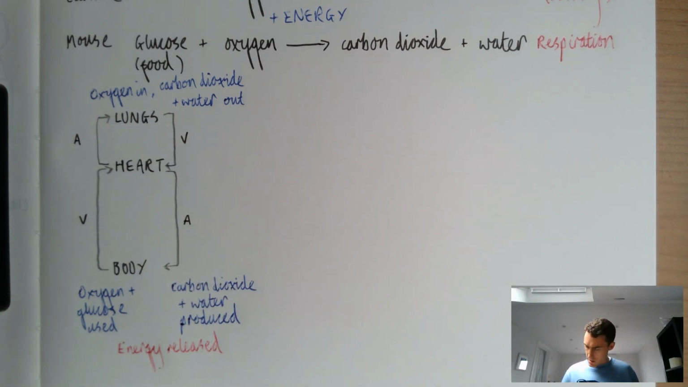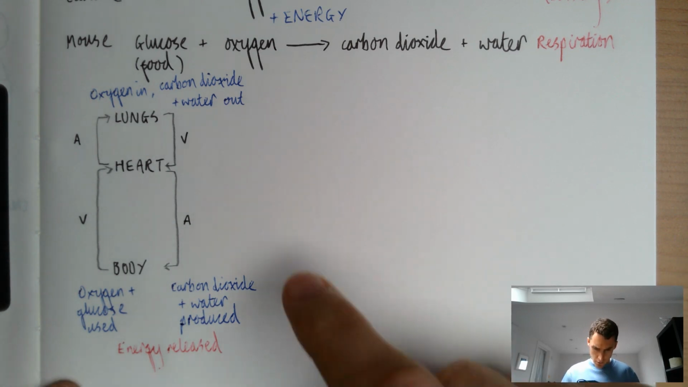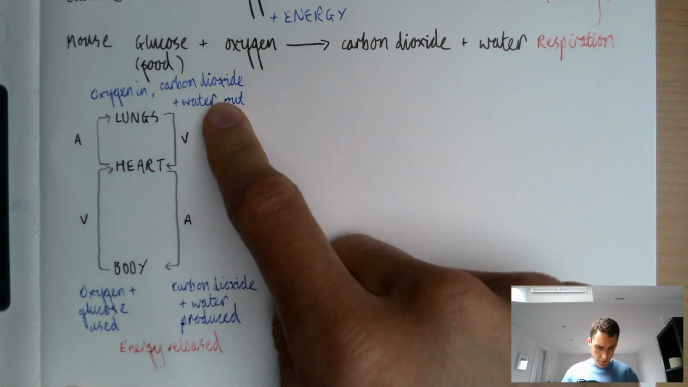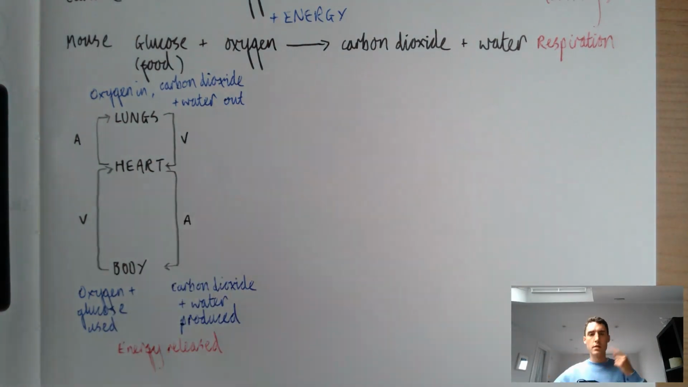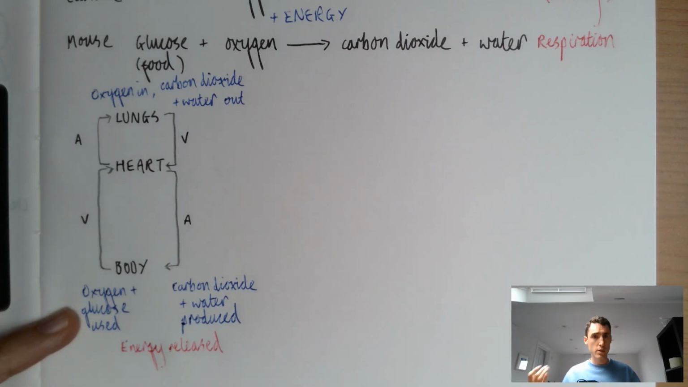So we can give them this picture. And what you want to do is say, okay, so we get the oxygen from the lungs and we get rid of the carbon dioxide and water through the lungs as well. The heart is what's pumping it all around. It keeps it going in this circle. But hang on, what about the glucose? Where does that come from?